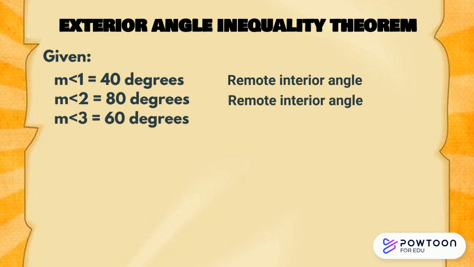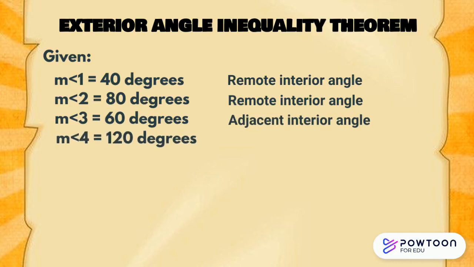Whereas angle 3, which measures 60 degrees, is an adjacent interior angle. Finally, angle 4, which measures 120 degrees, is the exterior angle. Applying the concepts, we can say that the measure of angle 4 is greater than the measure of angle 1. Note that angle 4 is an exterior angle, and angle 1 is a remote interior angle.